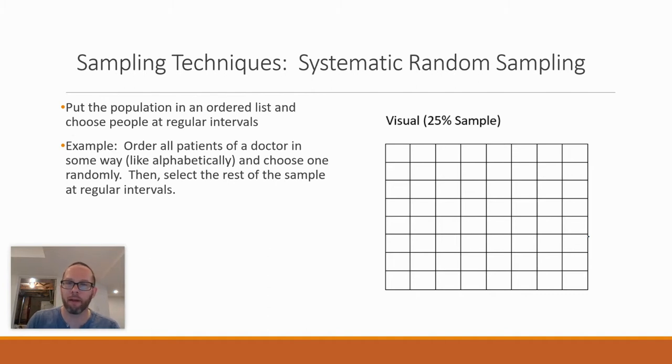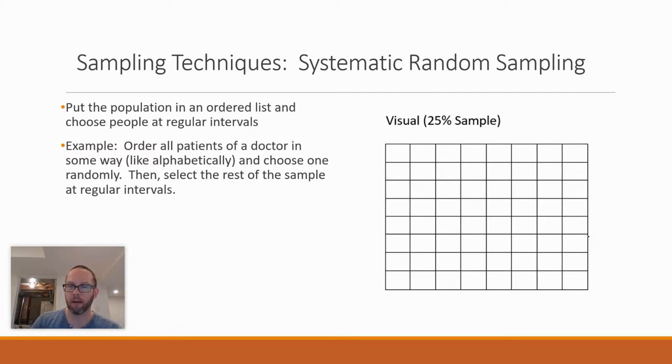Our next type of sampling is a systematic random sample. So this is useful when you have access to your population in an ordered list. So maybe alphabetically or by social insurance number or what have you. So here you put the population in an ordered list and you choose people at regular intervals. So for example, if a doctor was interested in asking patients about their service or how they maybe handled this pandemic situation, they might order their patients alphabetically, choose one randomly to start, and then select the rest of the sample at regular intervals.